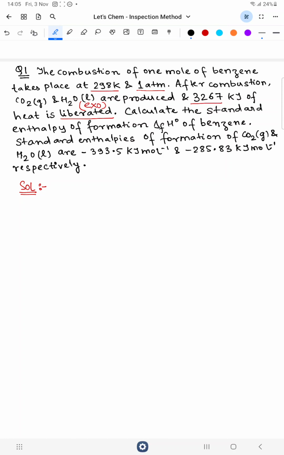So let me write down the first reaction here, which says that the combustion of benzene is C6H6 liquid plus O2 gas gives carbon dioxide gas plus H2O liquid. Now I have to balance the reaction. 6 carbon, hydrogen is balanced, 12 plus 15 by 2. If you can see, even oxygen is balanced.